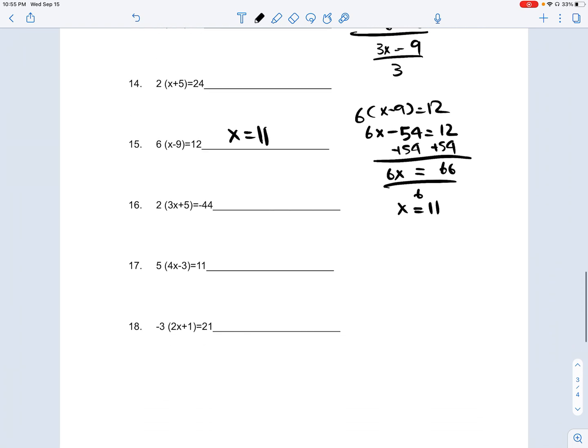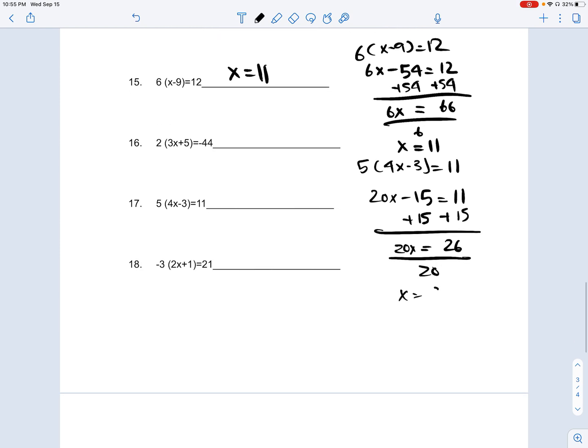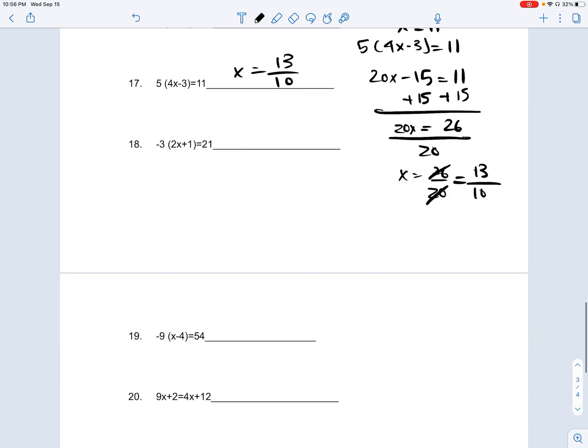Moving on. Number 17. 5 times 4x minus 3 is equal to 11. 5 times 4x is 20x. 5 times negative 3 is negative 15, is equal to 11. So when you add 15 on both sides, you get 26 is equal to 20x. Divide by 20 on both sides and you get x is equal to 26 over 20, which can be simplified even further. If you divide by 2 on top and bottom, you get 13 over 10. So your final solution would be 13 over 10.